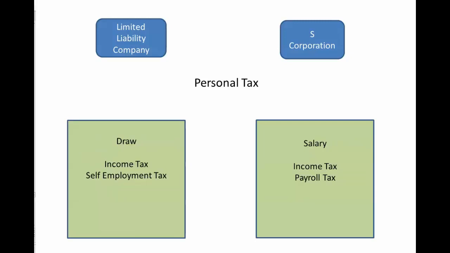How about personal taxes? You are going to pay on a limited liability company income tax and self-employment tax on a draw. On the other hand, on an S corporation, you're going to pay income tax and a payroll tax on your salary. Now, the big difference here is when you get into profits and distributions. All of the distribution is subject to, on the limited liability side, a self-employment tax or an income tax, depending on how you're taking it. And it is subject to income tax on the S corporation side, but no self-employment tax on the S corporation side. And that could be a swing of 15.3%.